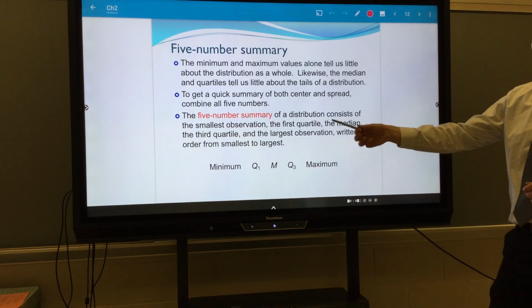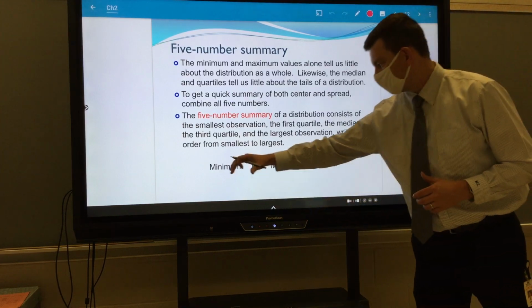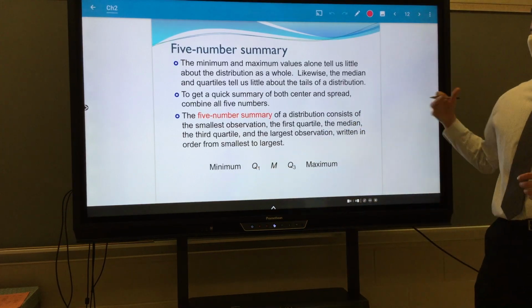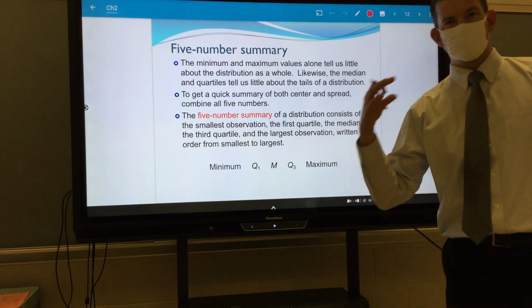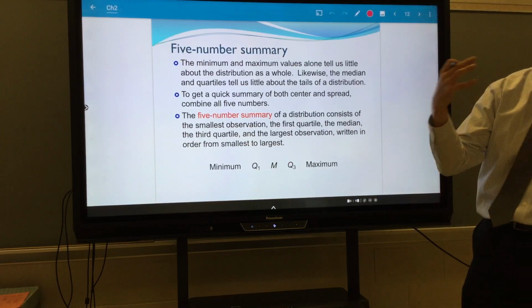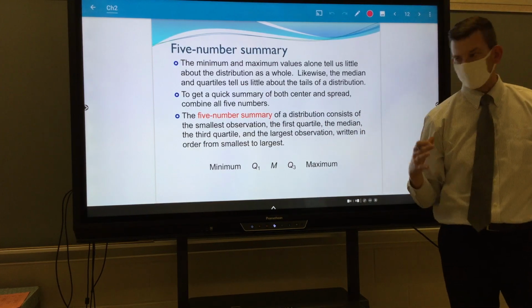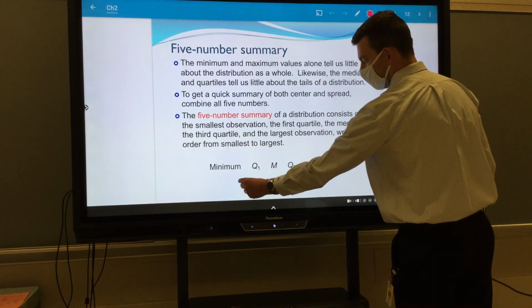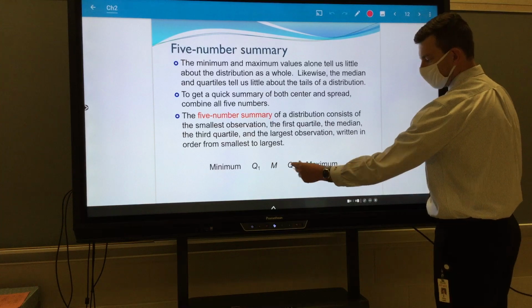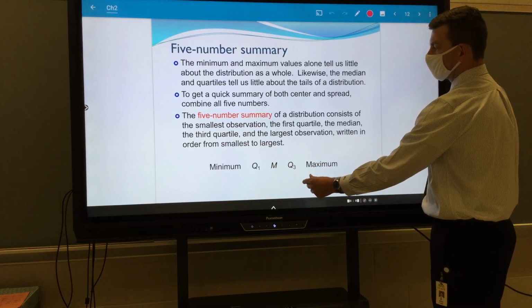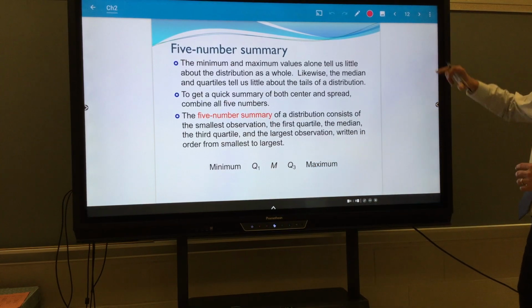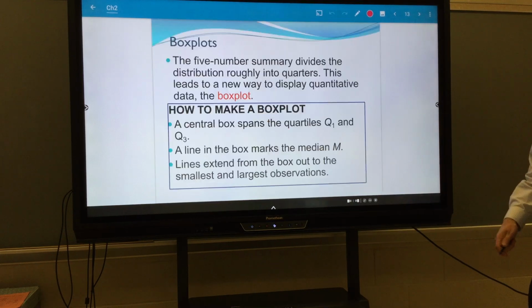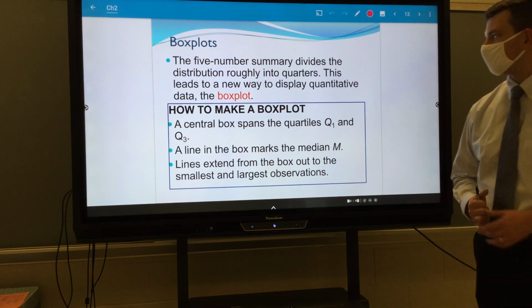The 5-number summary consists of min, Q1, median, Q3, max. This is a quick picture that gives us an idea of the entire spread of the data set. Knowing that we have a quarter here, a quarter there, a quarter there, a quarter there, it allows us to get an idea of what that distribution looks like. And a box plot is a visualization of that 5-number summary.